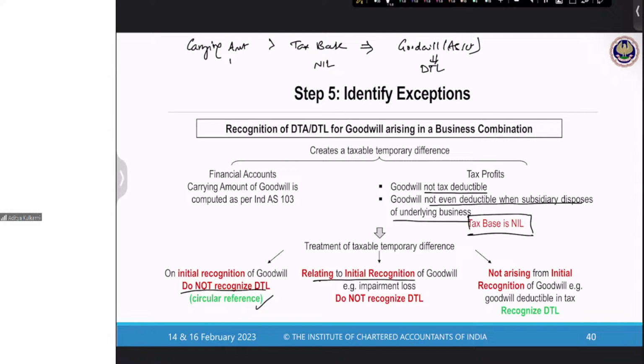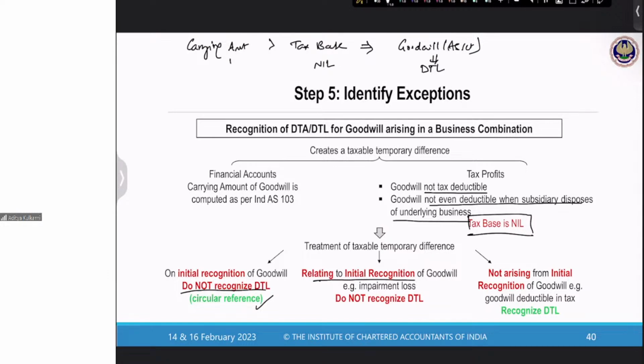So there is an impact of impairment in accounting, but there is no impact of impairment in tax because there is no asset in the first place. Therefore, this impairment is pursuant to an initial recognition of goodwill. Because of the initial recognition of goodwill exception, the impairment loss is also not going to have any deferred tax implication, because it has a direct relationship with my initially recognized goodwill. So these are the two exceptions.